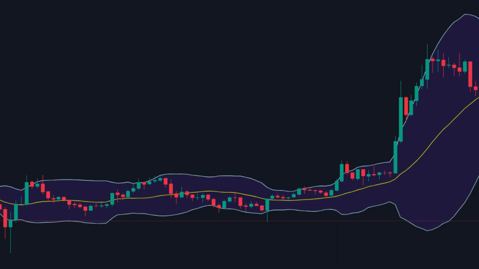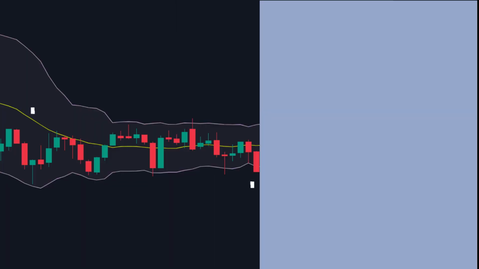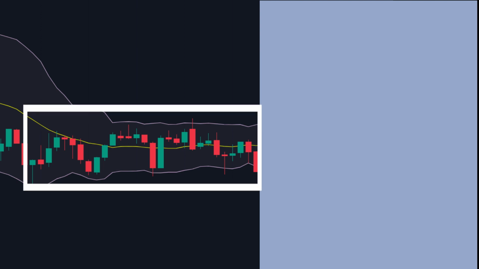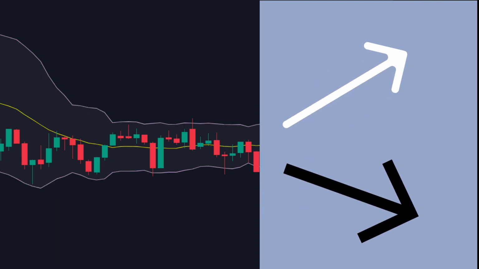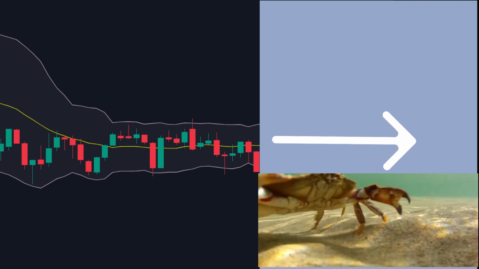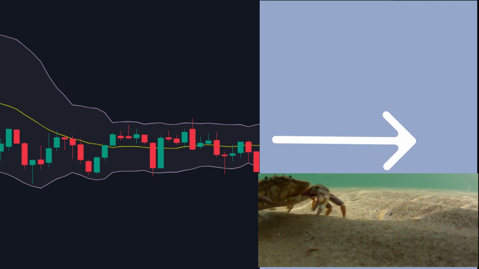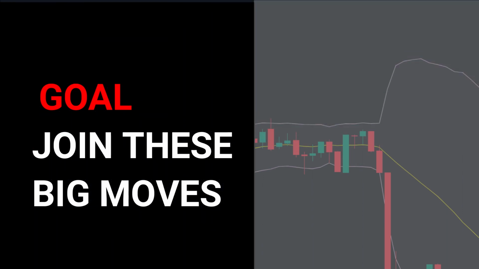This method is based on the concept that the price moves from a crab market to a trending market. Hence, if we spot a ranging environment, we can expect the market to impulsively move to either the upside or the downside, or continue to move like a crab or consolidation. However, our goal of this strategy is to join these big moves to make huge gains.